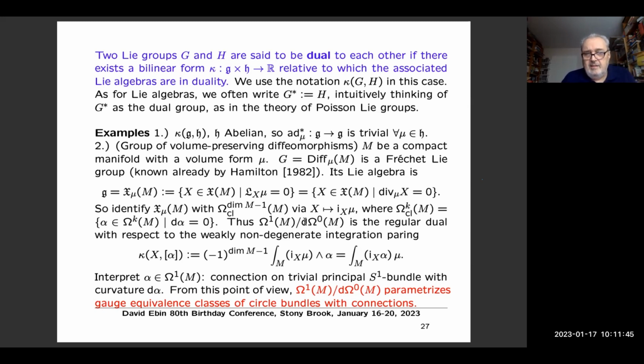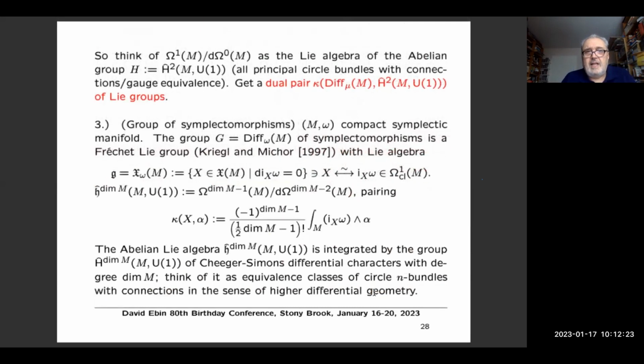And what is the pairing? Here it is. The coefficient in the front is done for convenience, so I don't carry minus signs around. This coefficient minimizes the amount of minus signs that I have to handle in computations. So this is it. Ix, A alpha on mu. I interpret alpha as a connection over a principal circle bundle. From this point of view, this quotient parameterizes gauge equivalence classes of circle bundles with connections. We are coming the third time to the same conclusion. It's the same object all the time.